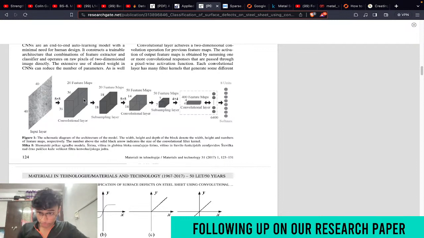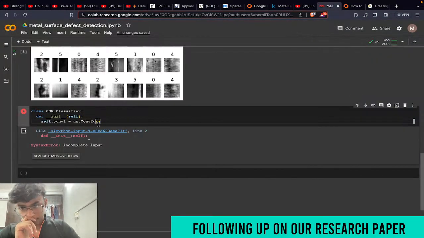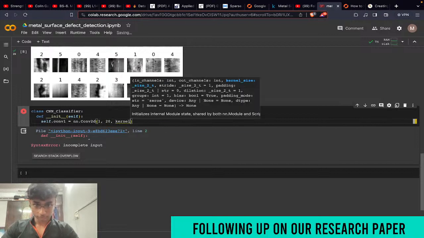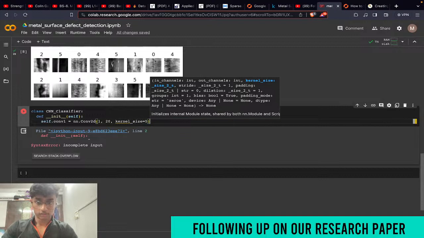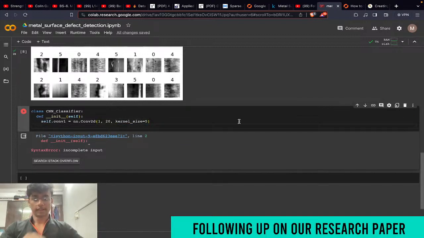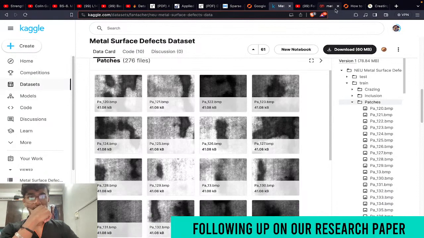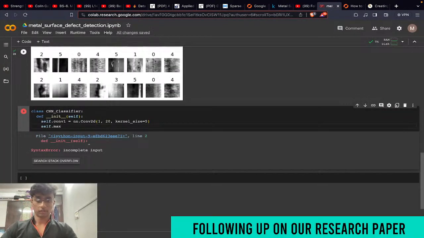Okay. 20 feature maps, 20, 50, 15. Where were we? For the initial layer, we are gonna convert a 40 by 40 layer into a 36 by 36 with the help of a 5 by 5 kernel size. So the kernel size is 5, the input channels are gonna be 1, and the output channels are gonna be 20. The kernel size is 25. Right, that is the first convolution here. Now let's have self dot max pool, max pool 2D.